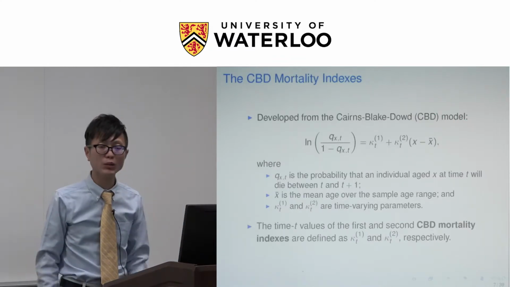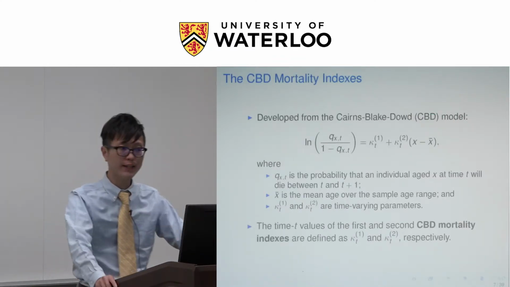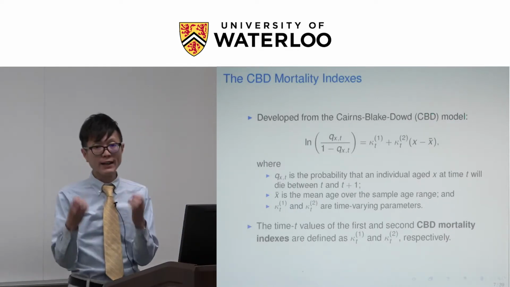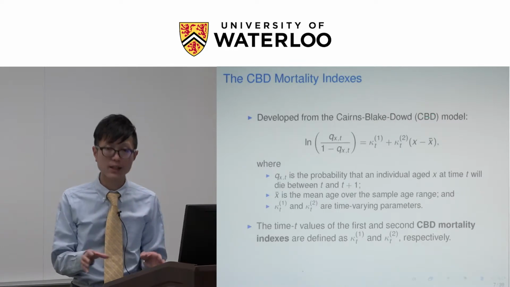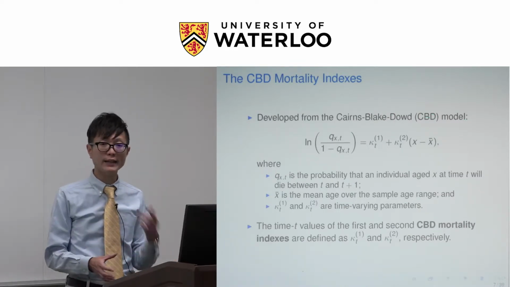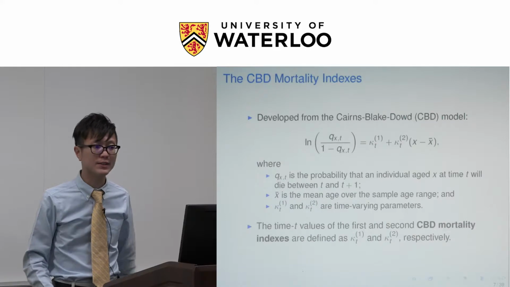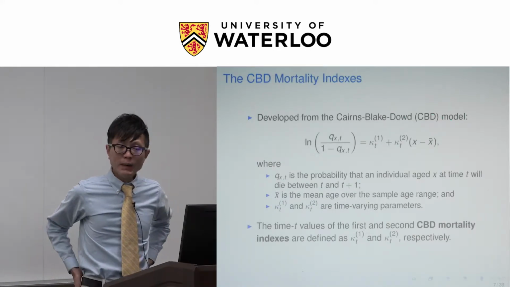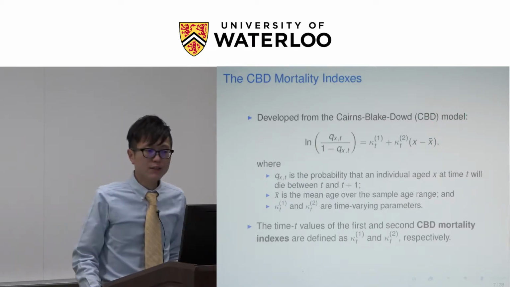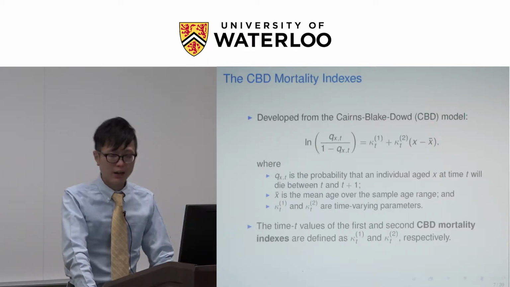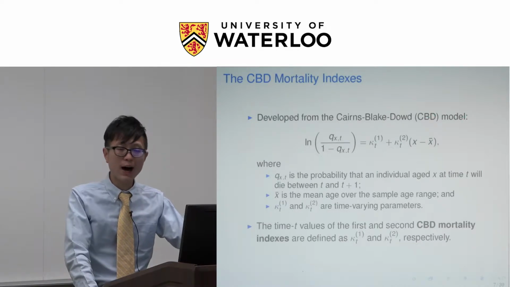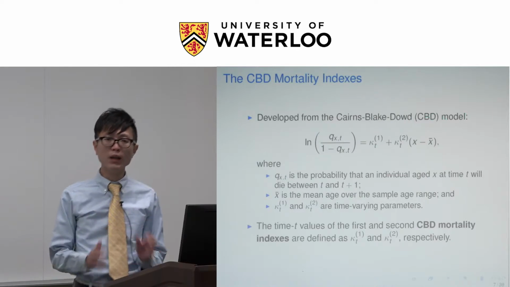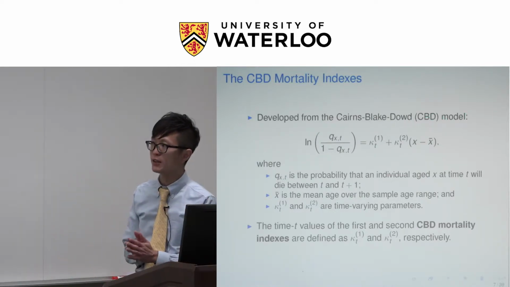Let me drill deeper into one specific type of mortality indices, which is known as the CBD mortality indices, and then I will explain how these indices may convey more information than traditional non-parametric indices. Okay, as you can tell from its name, the CBD mortality index is developed from the Cairns-Blake-Dowd, i.e. the CBD model. And for those who are not very familiar with this model, let me recap the features of this model in just one slide.